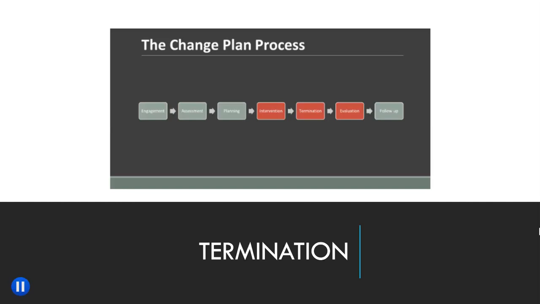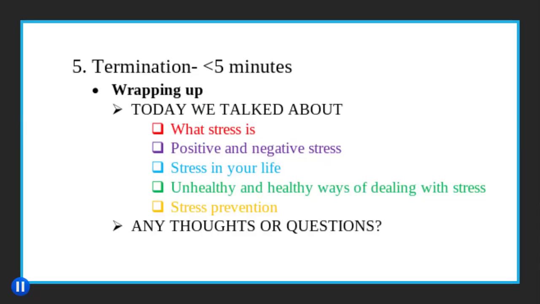And now we move on to the termination step in the change plan process. And termination is similar to planning. It serves as a quick summary of what was just talked about and offers an opportunity for any further thoughts or questions. The next step in the change plan process will be step 6, evaluation.